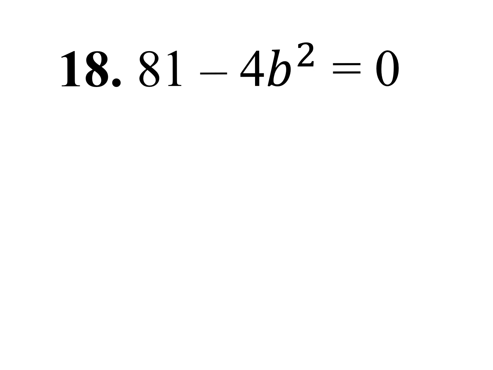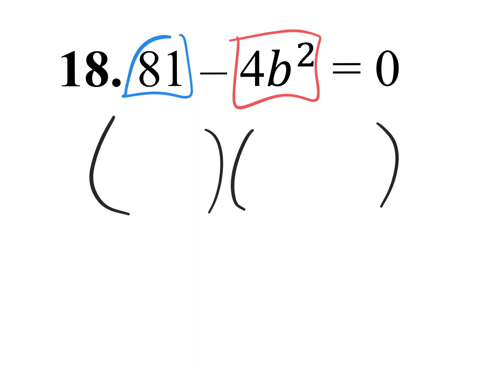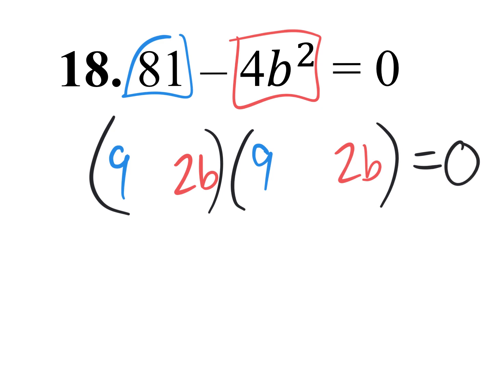Number 18 right here, again, we have a perfect square term here and a perfect square term there. Now, yes, it's not in standard form where your b is first and your number, your constant, is at the end, but who cares? We could go with it. We could just square root 81, which gives you a 9. And you could square root 4b squared, which will give you a 2b. And it's still equal to 0, and you still have to have different signs, minus and plus.